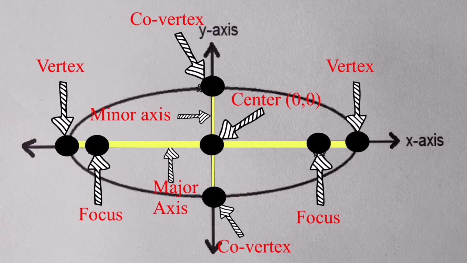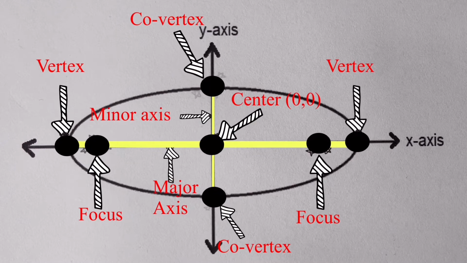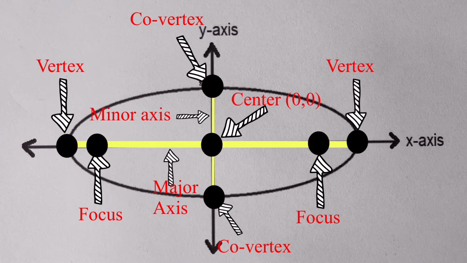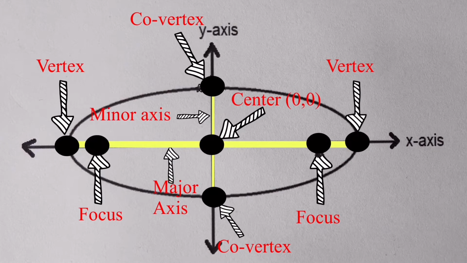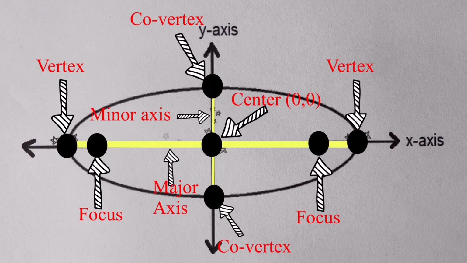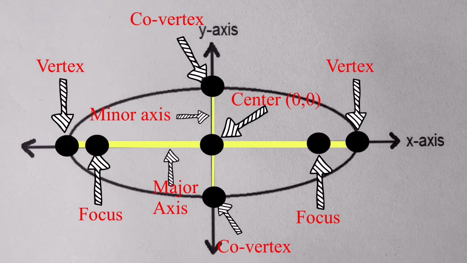The foci are always going to lie along the major axis. Please remember that the foci of an ellipse are two fixed points on its major axis such that the sum of the distances of any point on the ellipse from those two points is constant. So those are the basic parts of an ellipse.